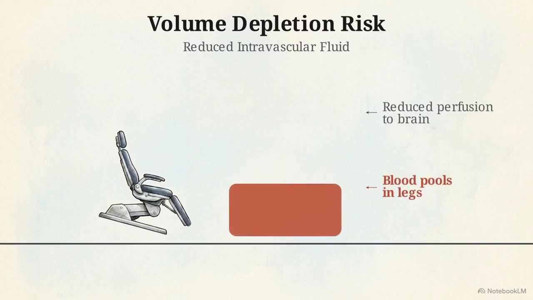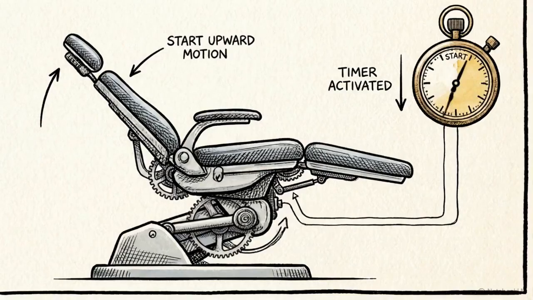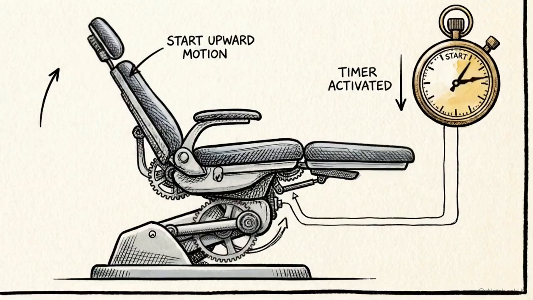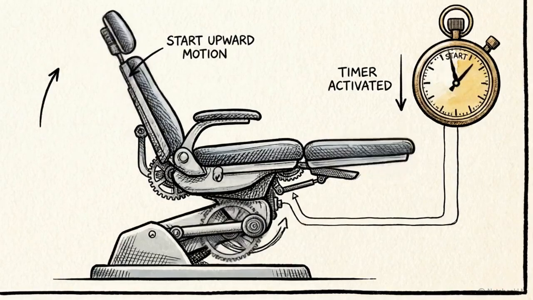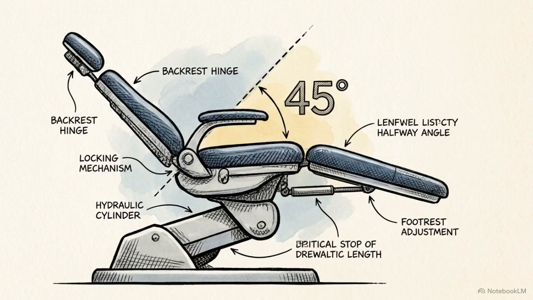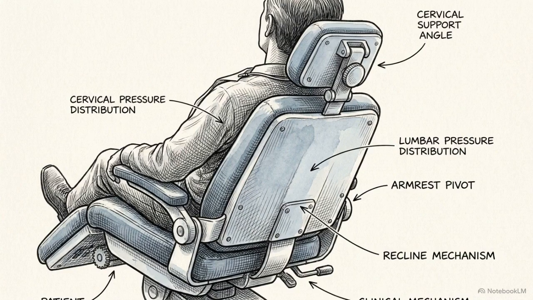Volume depletion also severely increases the risk of orthostatic hypotension when moving the patient from a supine to a standing position. To prevent patient syncope, you must initiate the 3-step chair adjustment protocol at the end of your procedure. Step 1. Elevate the chair back to 45 degrees. Pause the patient in this position for a full 30 seconds to allow their blood pressure to stabilize.